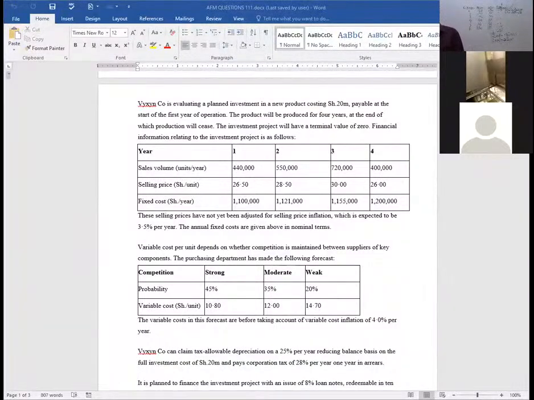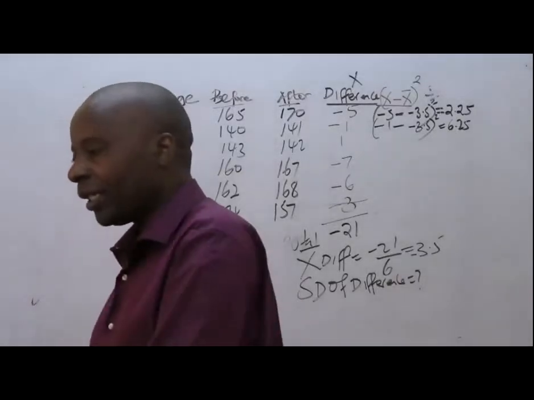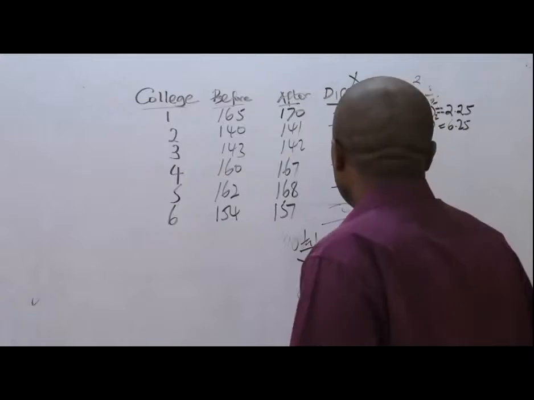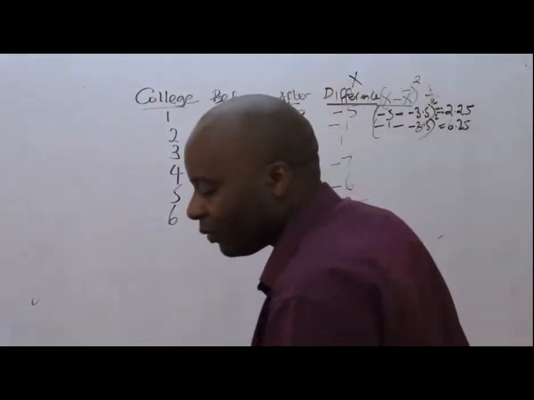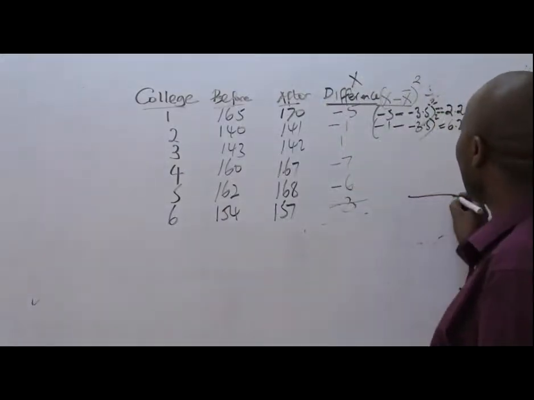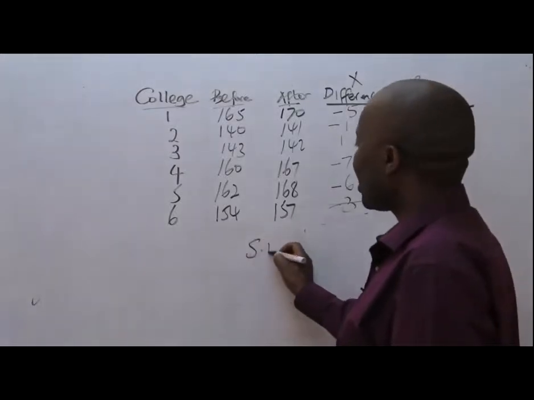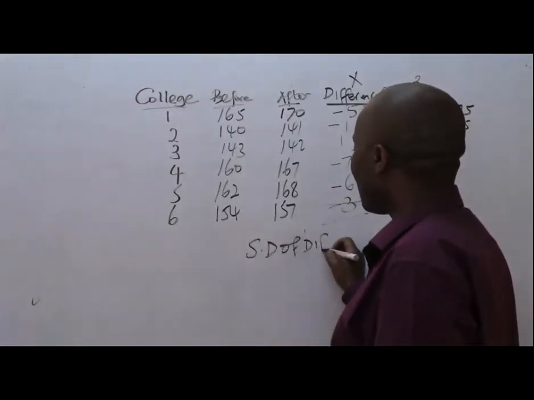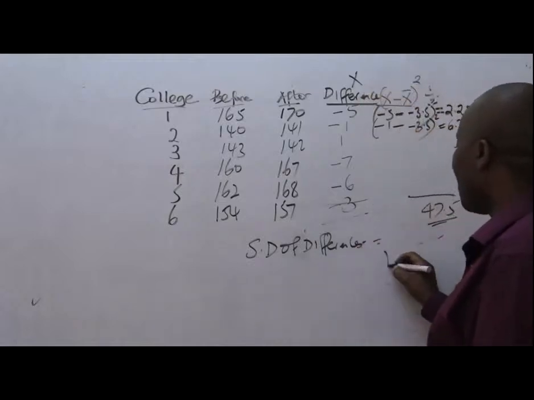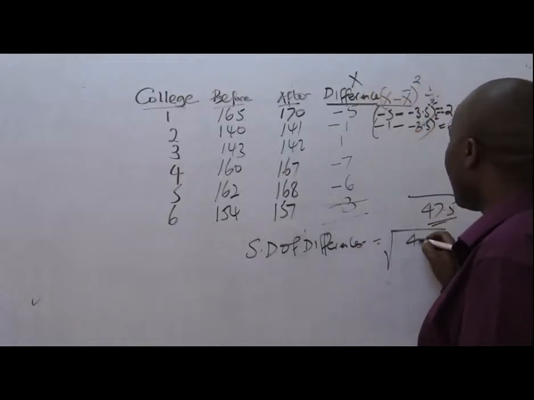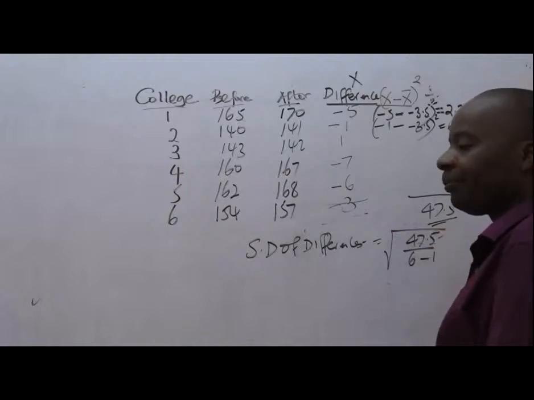Now, ladies and gentlemen, having gotten my total summation here as 47.5, for sure, I'll now be able to give you the standard deviation of the differences, because I have my formula up there. It is the root of this 47.5 over n minus 1, that is 6 minus 1.